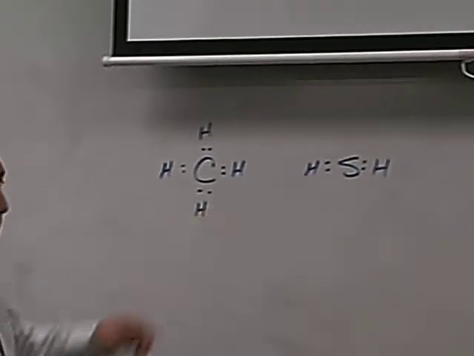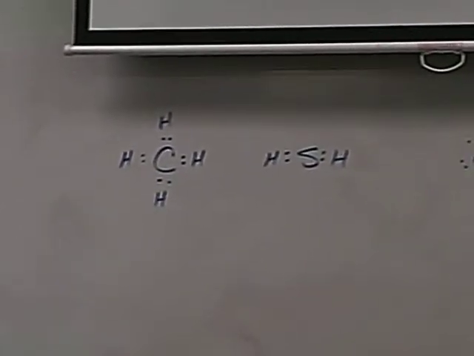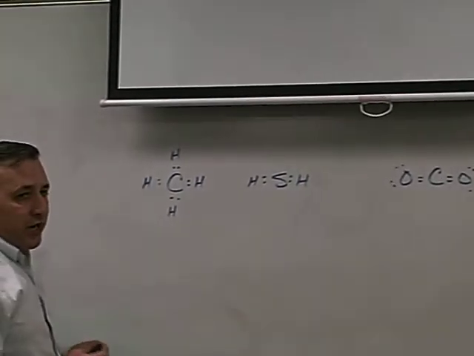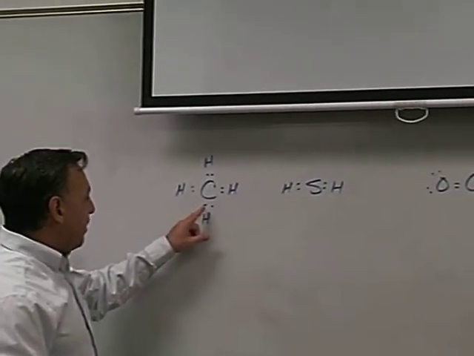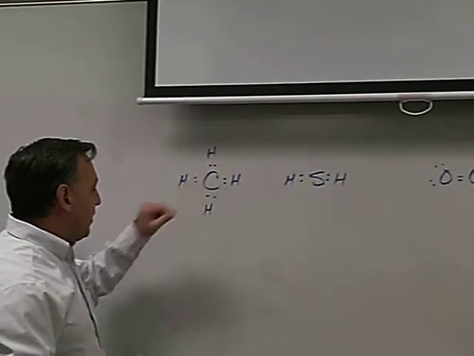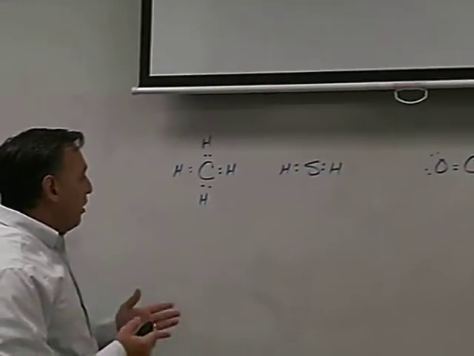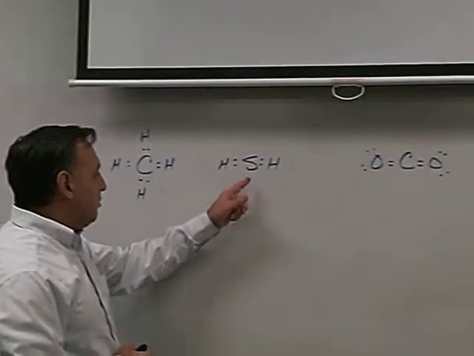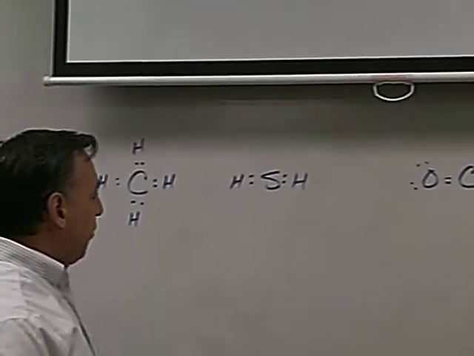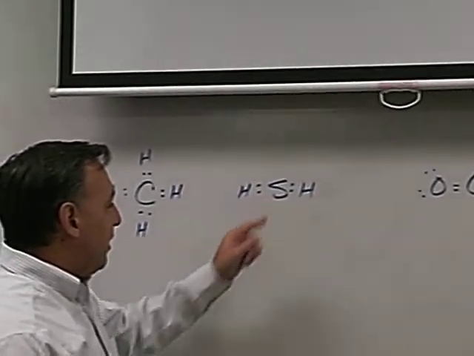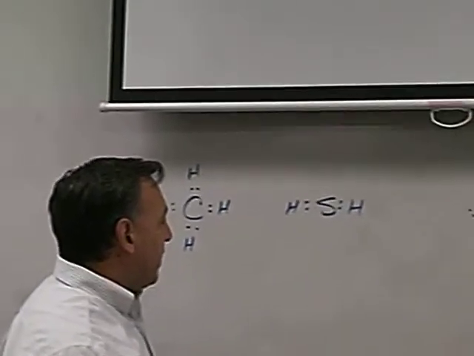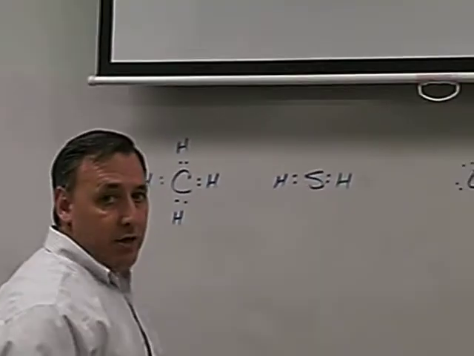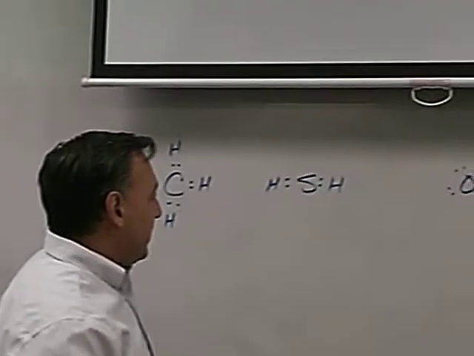Notice that each one of the hydrogen atoms is bonded by a pair of electrons. So the carbon has 1, 2, 3, 4 shared pairs of electrons, here, here, here, and here. No unshared pairs of electrons on that carbon. Let's go to this compound now. SH2. Very similar to CH4, but this time we have only 2 hydrogens flanking the sulfur atom. So we have 2 shared pairs of electrons and no unshared pairs of electrons in SH2.